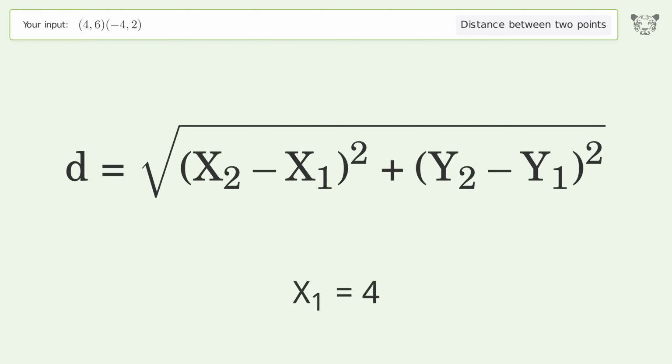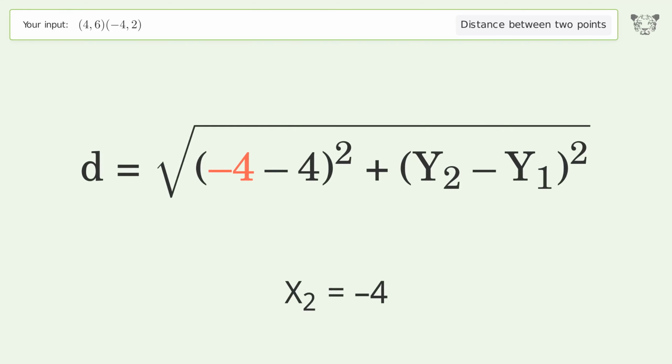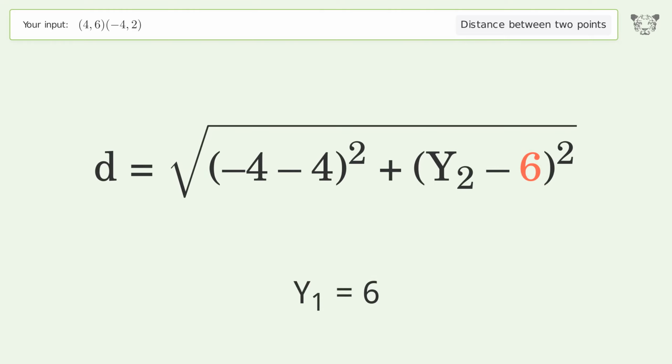x1 equals 4. x2 equals -4. y1 equals 6. y2 equals 2.